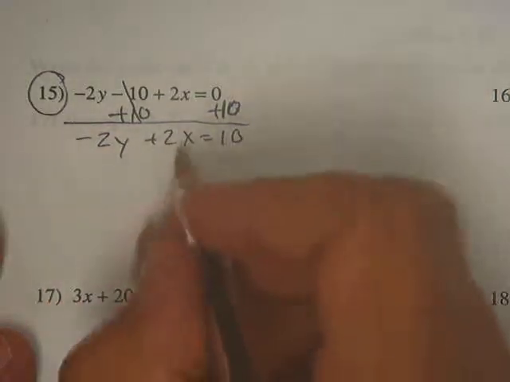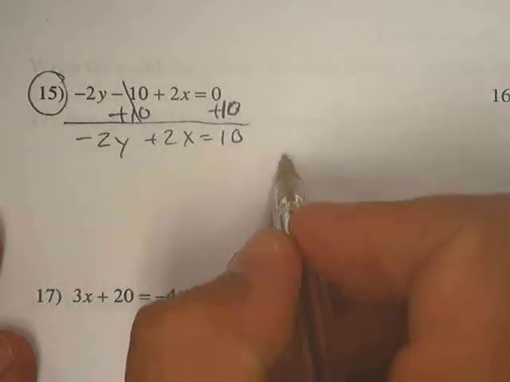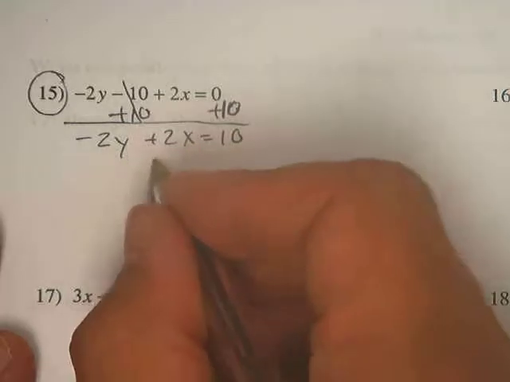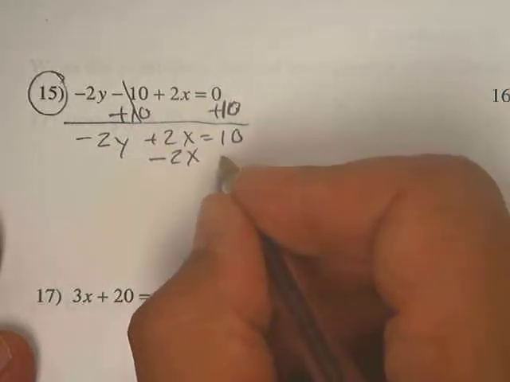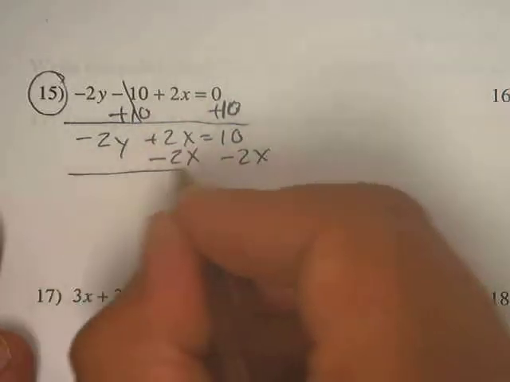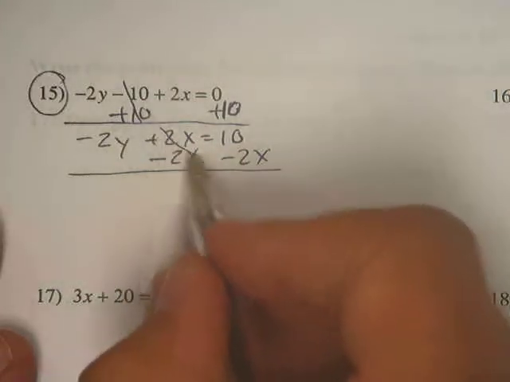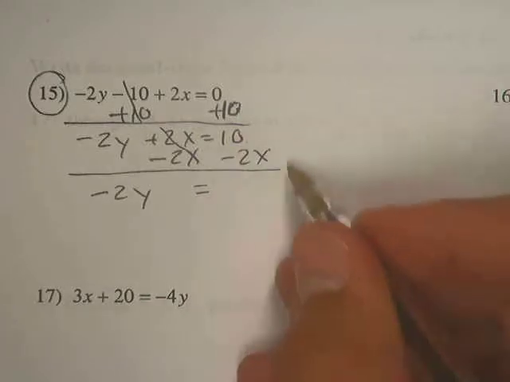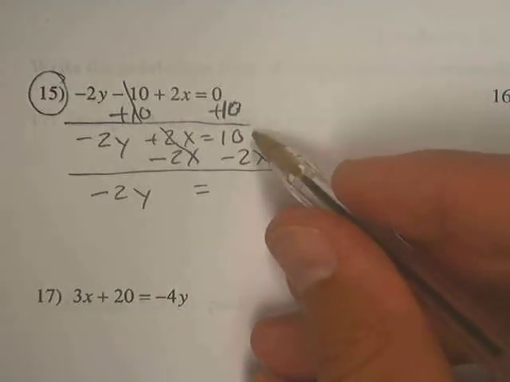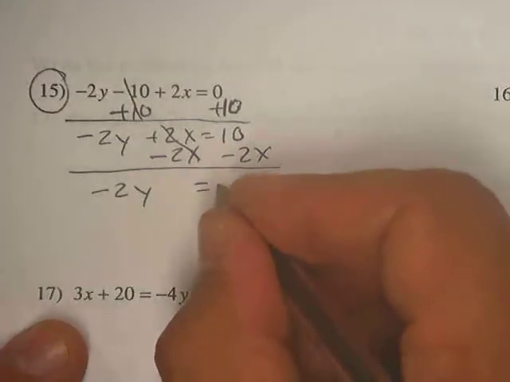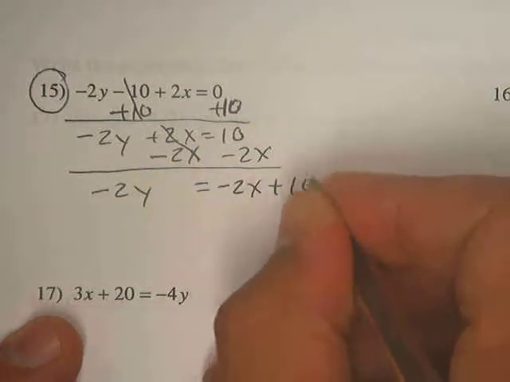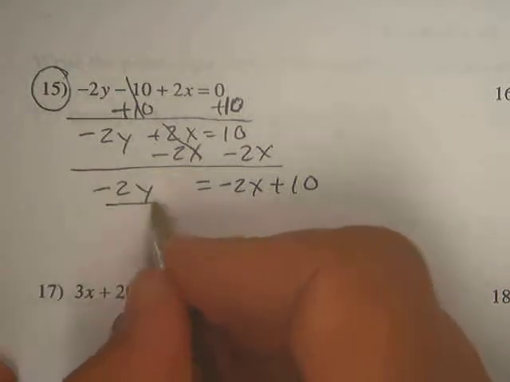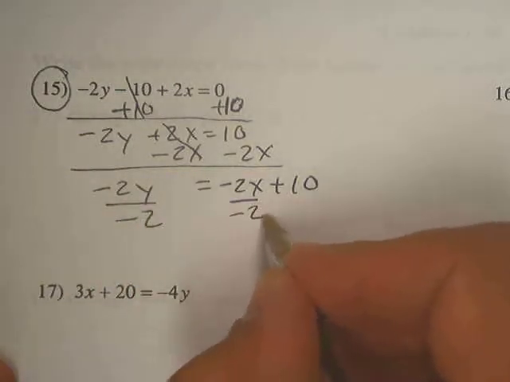And I'm left with negative 2y plus 2x equals 10. Now I want to move the 2x to the other side, so I do the opposite. That was a positive 2x. I subtract 2x from each side. This cancels out. I have negative 2y is equal to, remember, I can't combine these together. They're not the same thing. So I have negative 2x plus 10.